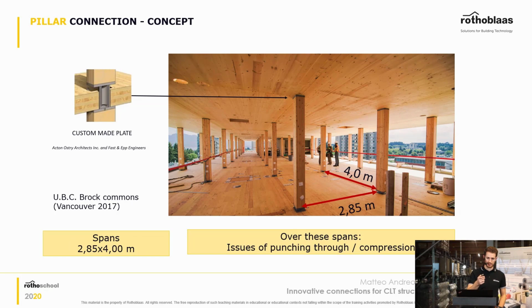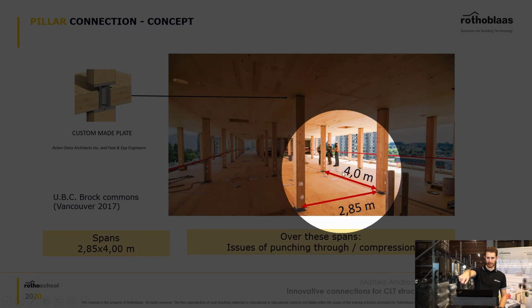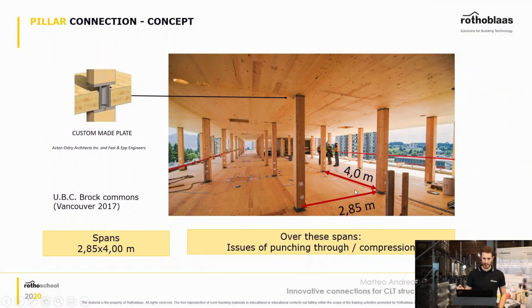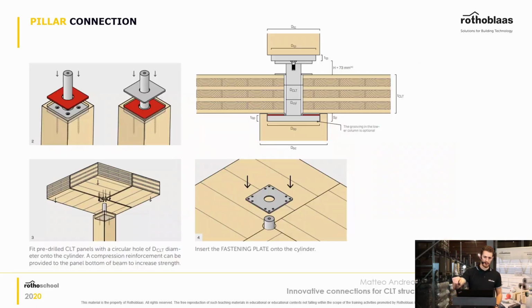And by the way, let's have a look at the spans. For example, in the Brock Commons, 4 meters by 2.85 meters. And as we saw before, with these innovative products, since they are very well engineered and tested, you can achieve bigger spans as well, which can be useful for offices and other buildings. You can see here how the pillar works, how the connection works.